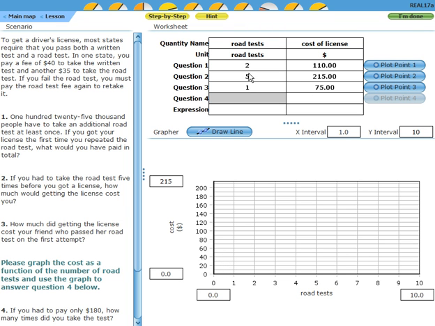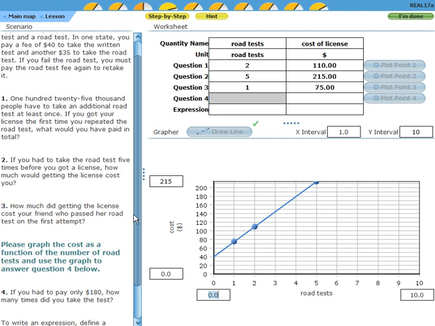Okay, I'm going to plot these points now. The first point is at 2, 110. So 2, 110 is right there. This point is at 5, 215, all the way at the top. And 3, 175. There we go. Once you plotted those first points, click to draw your line.